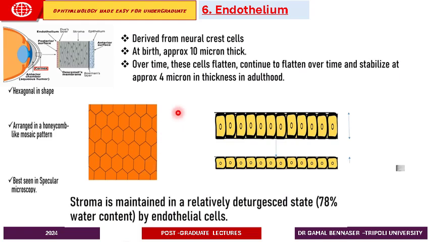The problem is that this layer is not able to regenerate, and once damaged, when the number reaches below a critical limit, there will be corneal decompensation, and there will be a loss of corneal transparency and hydration of the cornea because of damage to this layer. So this layer is a very precious layer and it is very important to protect it, especially during phacoemulsification, as damage to this layer will not be able to regenerate.